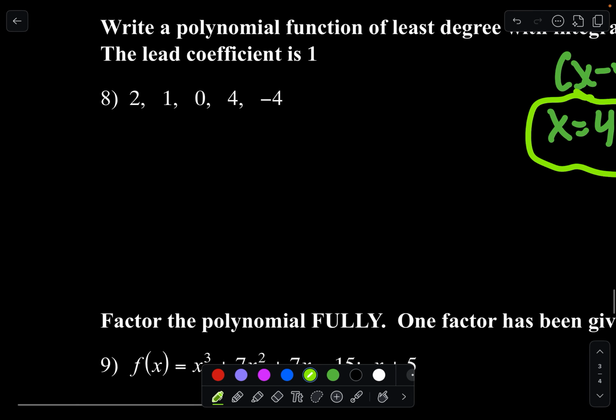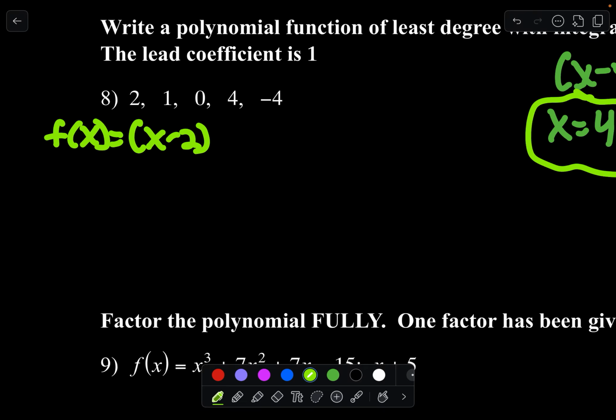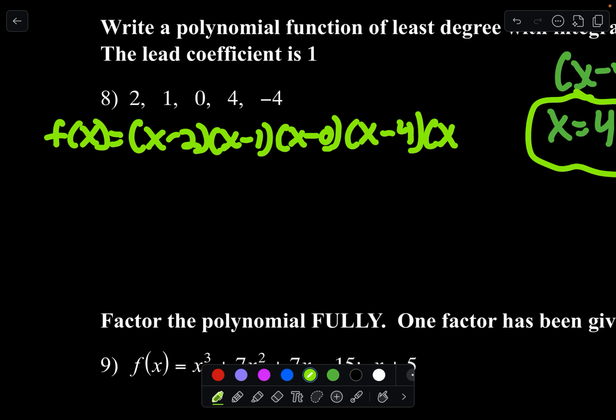So this is going to be f of x equals x minus 2, x minus 1, x minus 0, x minus 4, and x plus 4. I would argue to put the x minus 0, the x, in front, and then you would have this, because that's how we tend to write it. Would it be wrong if you don't? No, not really.